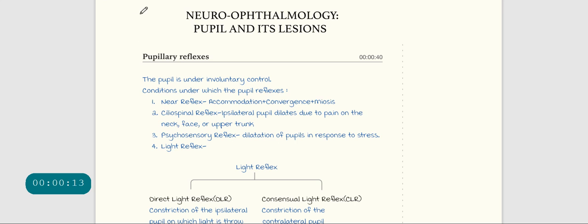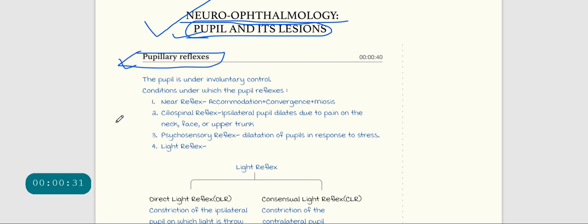So another topic we are beginning with is neuro-ophthalmology, second part, that is the pupil and its lesions. Now we are going to discuss the pupil and the lesions associated with the pupil. First, beginning with the pupil reflexes. What are the reflexes of the pupil?